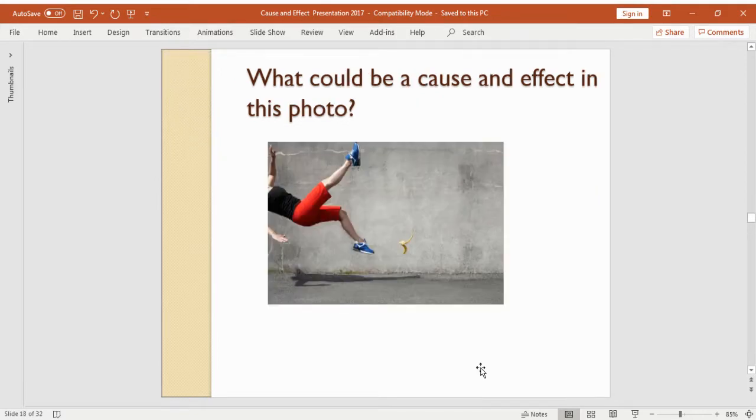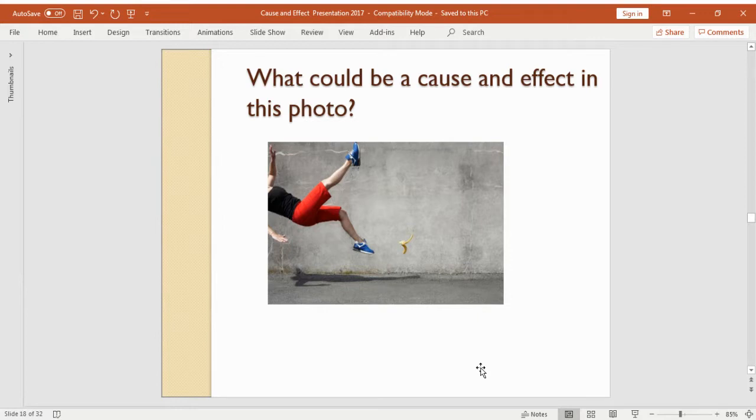Now, looking at this picture, let's look carefully. When we did our gallery walks, we had to look to decide some things. Looking at this picture, I see a banana. I see a person that's in midair. So what is the effect in this picture? Is the effect the banana? Or is the effect the man in the air, it looks like falling? You are right. The effect in this picture is the man falling.